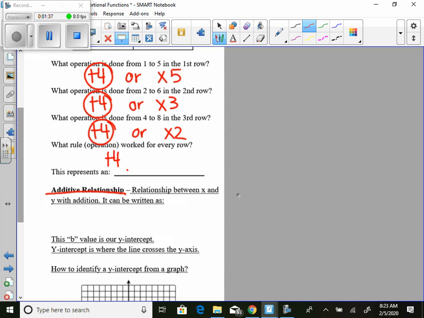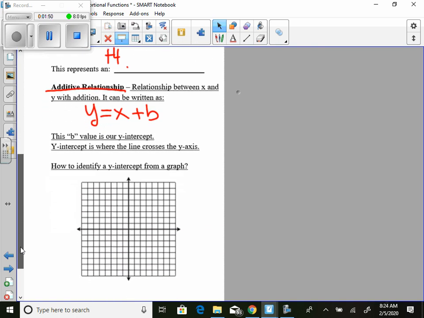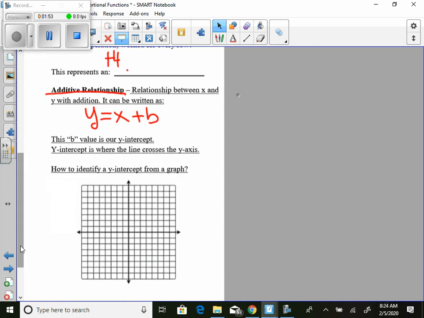It can be written as y equals x plus b. The b is our y-intercept, which we use when we go down into our graphs. The y-intercept is where the line crosses the y-axis. So every single time, I saw that I was adding 4 whenever x went in, so my equation for this line would be y equals x plus 4. No matter what x is going in, we always have to add 4. Therefore, we know that when we cross our y-axis, we're going to be crossing it at positive 4.